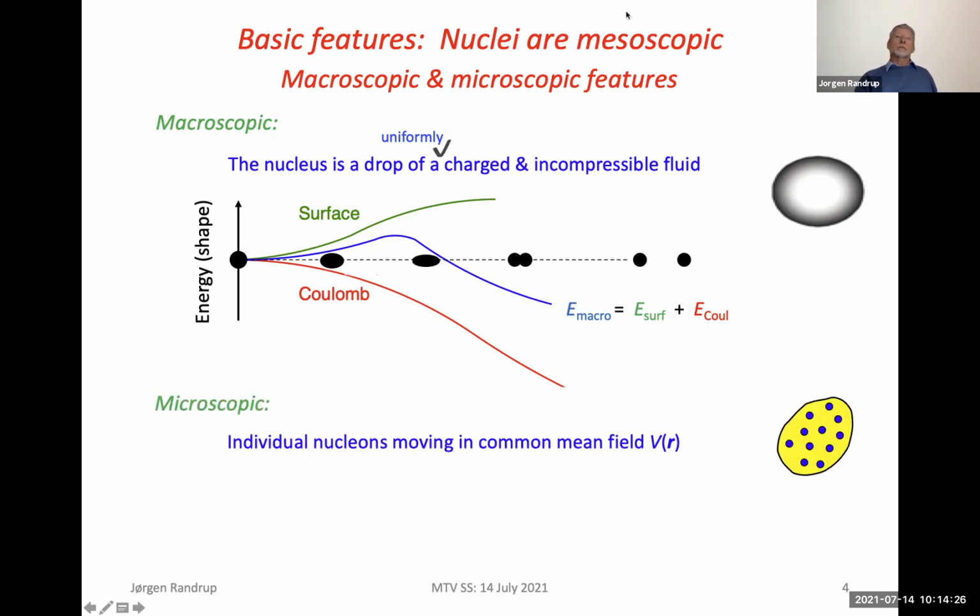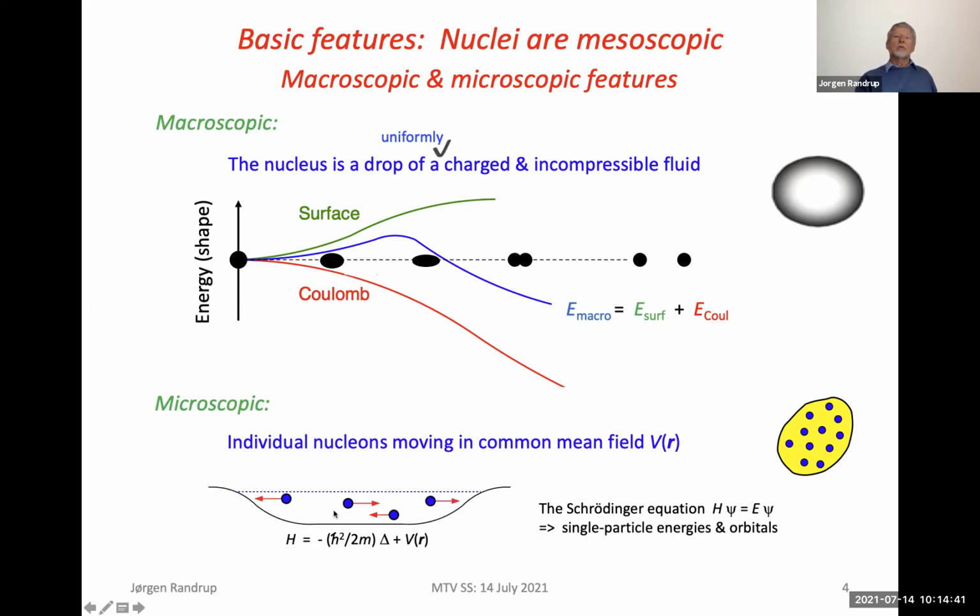Now, the microscopic features. The nucleus is not a drop when you look inside. It has nucleons inside and they move around, not like water molecules that run into each other all the time, because the nucleons are fermions. So they hardly see each other, they move around independently in a common mean field.